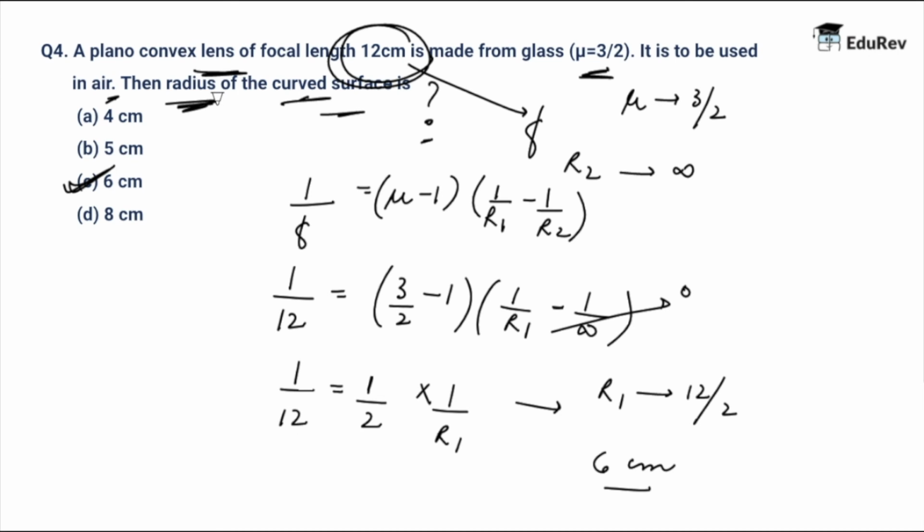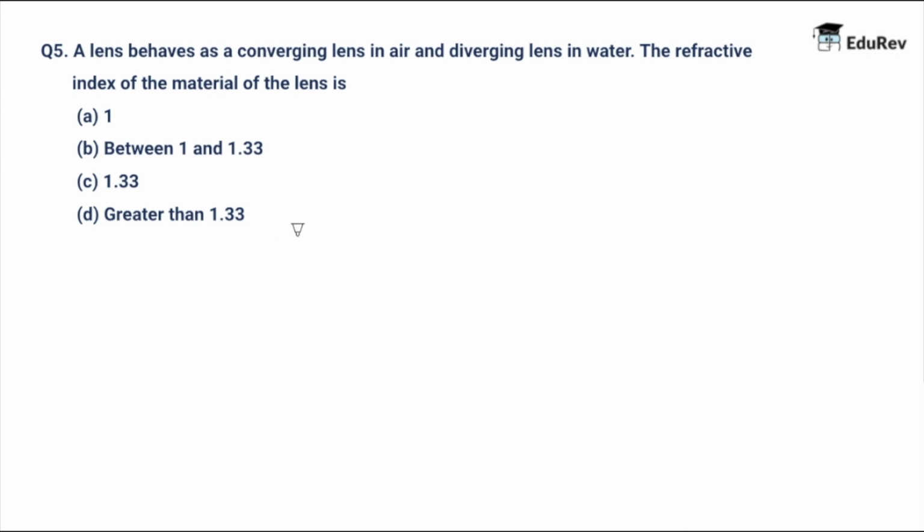So now let's move on to the last question. The last question states that a lens behaves as a converging lens in air and a diverging lens in water. So the refractive index of the material of the lens is going to be what? Now since it is behaving as converging in air, its mu has to be greater than 1. And why? Because the mu of air is nothing but 1. The refractive index is equal to 1 for air.